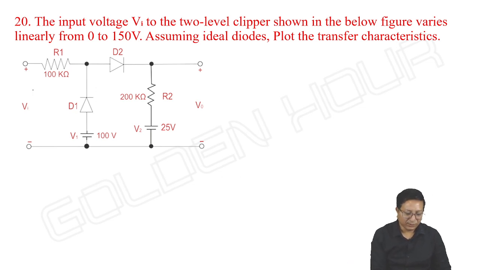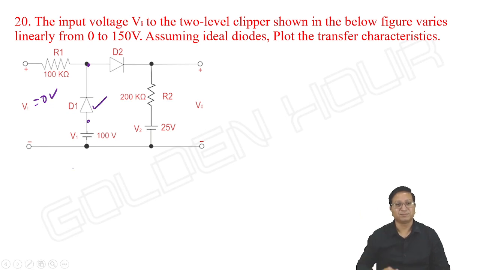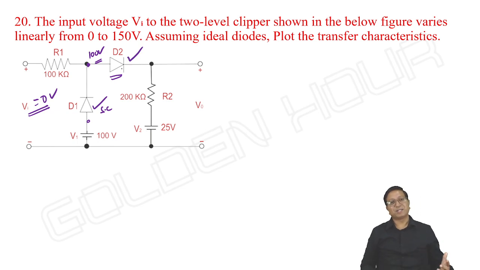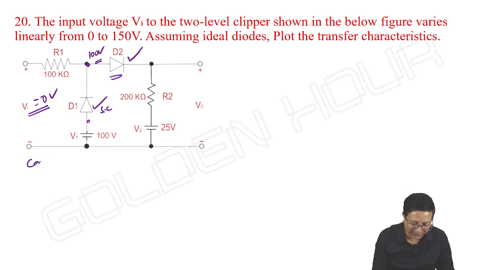Okay, suppose input is 0 volts. What happens to D1? Its cathode is going to 0 and anode is at 100. D1 will be on 100%. And what about D2? Once it is on, it acts as a short circuit. The voltage here will be 100 volts. Even though input is 0, the voltage at this point will be 100, for which D2 is also on. Input is 0, but both D1 and D2 are on. Okay. So, case 1.